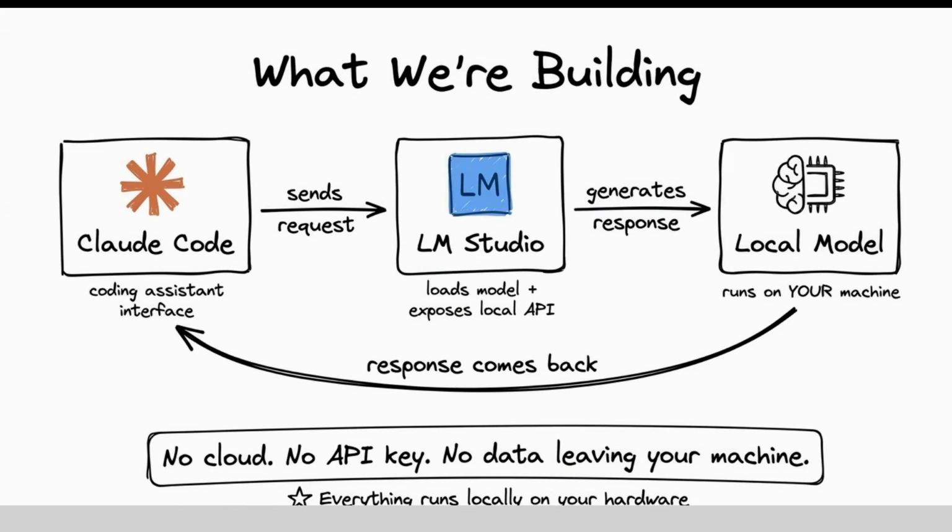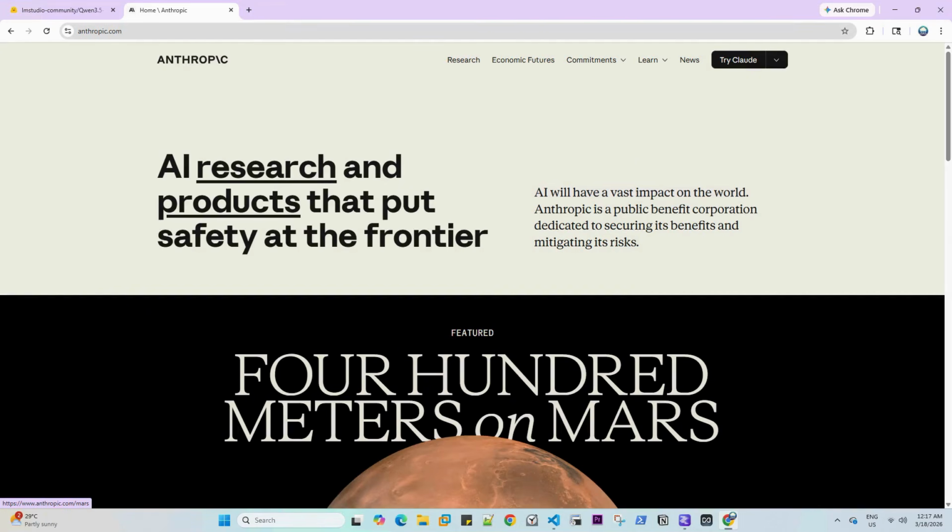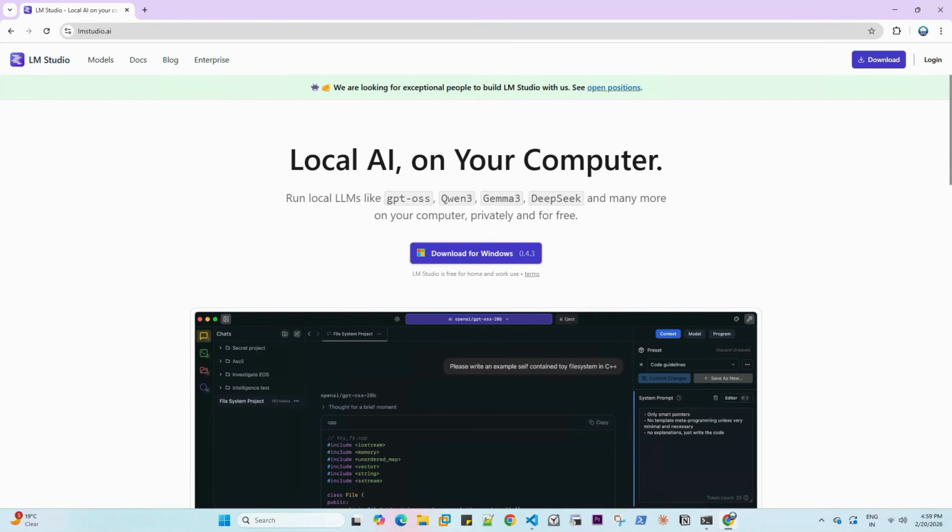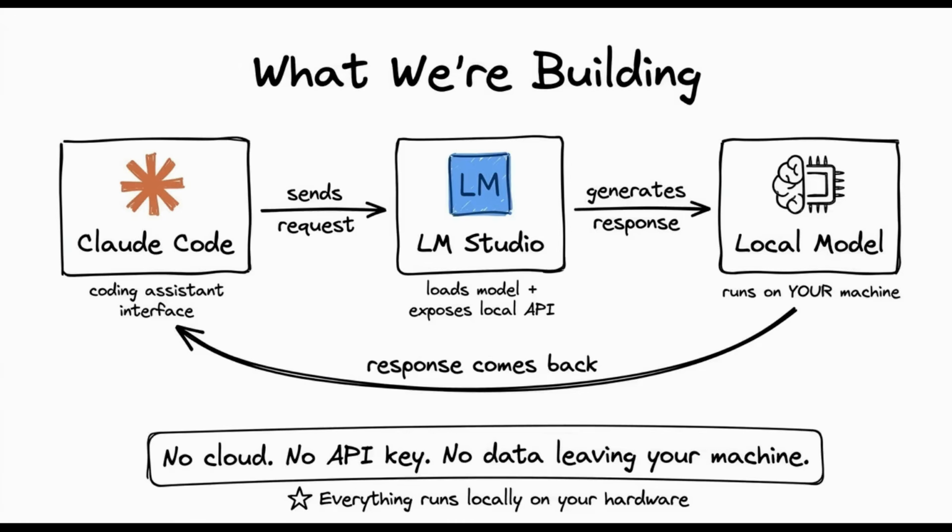Alright, before installing anything, let's quickly understand the architecture and what we're building. Claude Code sits in your terminal as a coding assistant interface. Normally, it sends your prompt to Anthropic's cloud API and that costs money. But instead, we are going to point it to LM Studio running on your machine. LM Studio acts as a local server. It loads the AI model and exposes it through a local API that Claude Code can connect to. So the complete flow is: Claude Code sends the request, LM Studio receives it, the local model generates the response, and the result is returned to Claude Code. So everything stays on your machine, no internet required for actual AI processing, and no API cost as well.